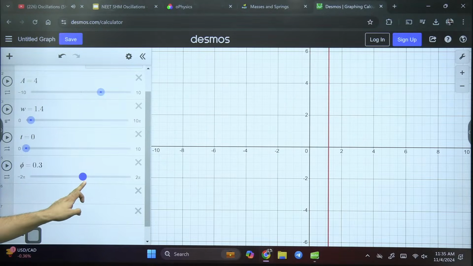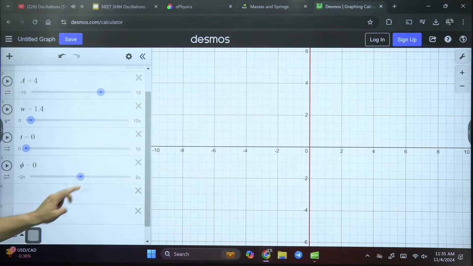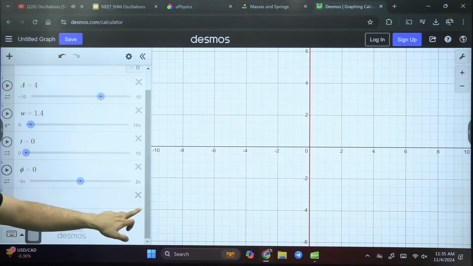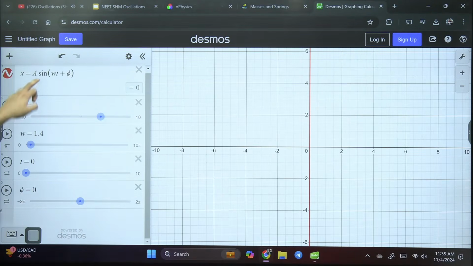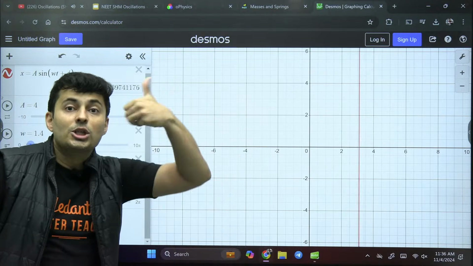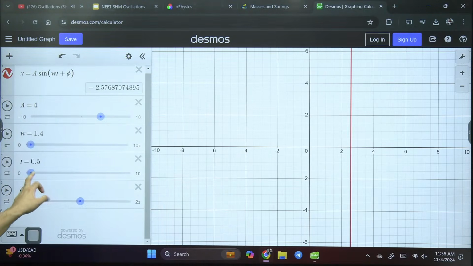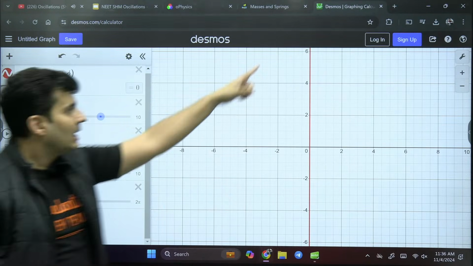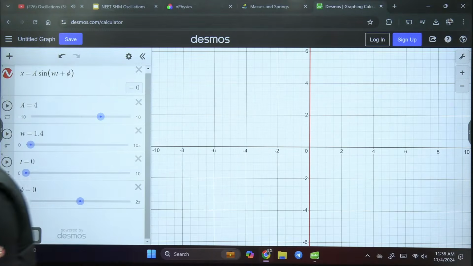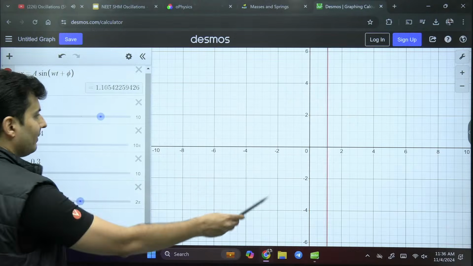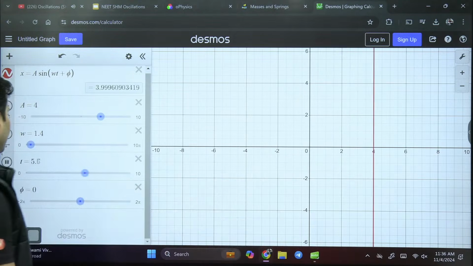I think now it is fine. See this, phi is 0, okay, perfect. Where was it at time 0, when you started observing it? Can you see the red line was at 0, my dear students? Everybody with me? And after that, it starts to move left and right, left and right.